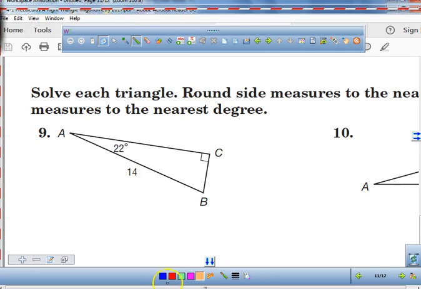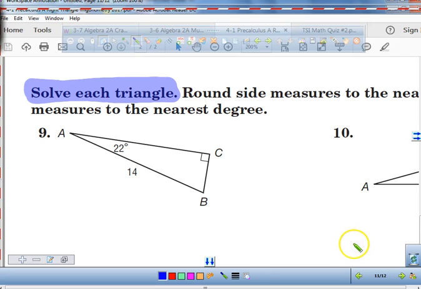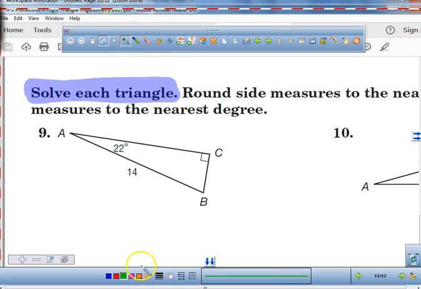Alright, here's our last problem. The very last problem we're going to do today is we're going to teach you how to solve a triangle. And when it asks you to solve a triangle, you want to know what that means. When I say solve a triangle, that means find everything. How many sides does it have? 3. How many angles does it have? 3.